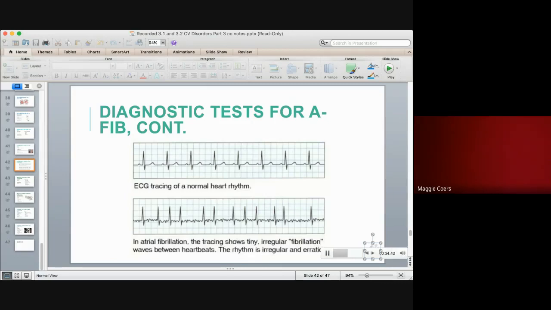You also want to take note on this bottom one that there are no P waves. On the top slide, just before each big spike, there's that tiny little bump that happens. So on the one below, you don't really have that little bump. So, no P waves.